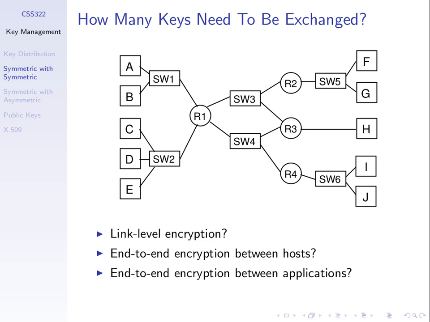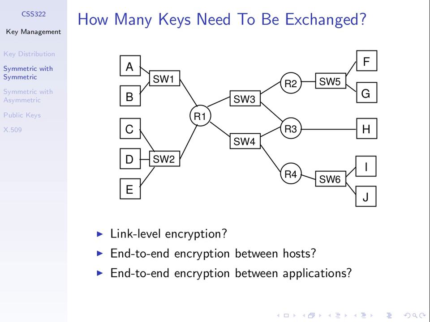Not 10 factorial, that's too many. It's, how do we calculate it? It's the number of pairs of hosts we have. 45, I think, is the answer. We have 10 hosts. How many keys must A share with other hosts? There are 10 hosts in total. A must share with 9 other hosts.